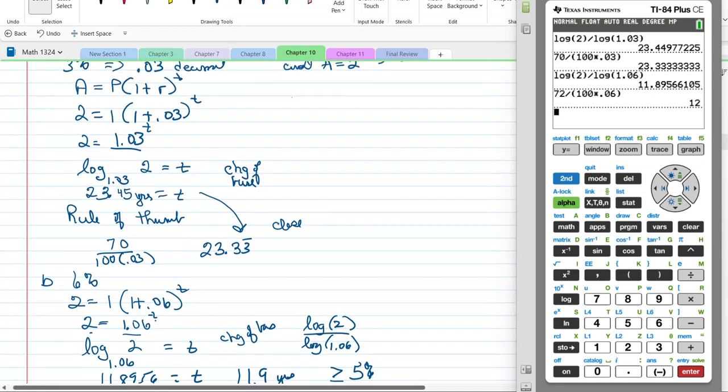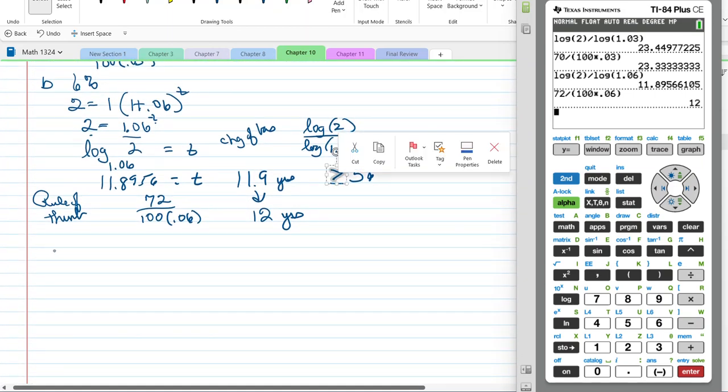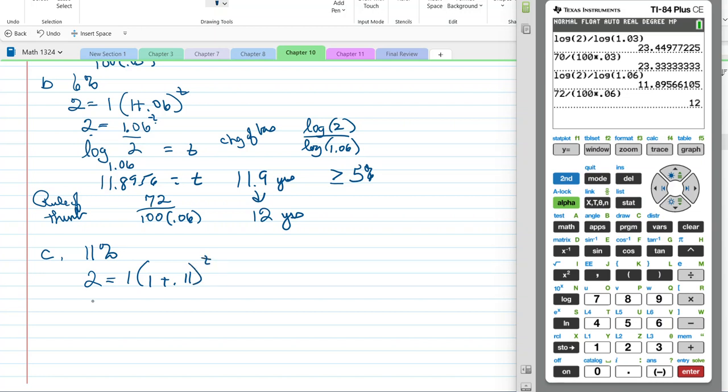So our last one is 11%. That's just under 12%, because the rule only works up to 12%. So I'm going to have 2 equals 1 times (1 plus 0.11) to the t. 2 equals 1.11 to the t. This means I'm changing it to a log base 1.11 of the product 2, which must equal t. And I do change of base.